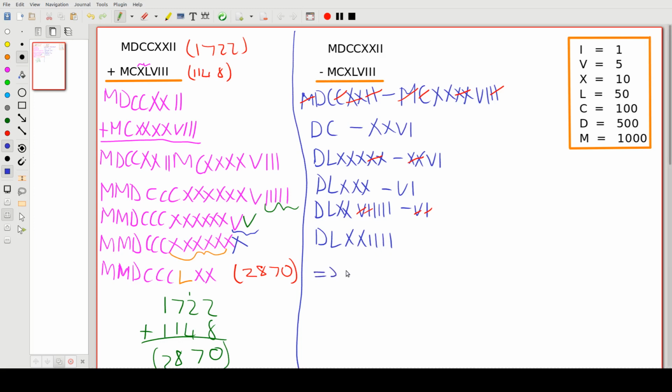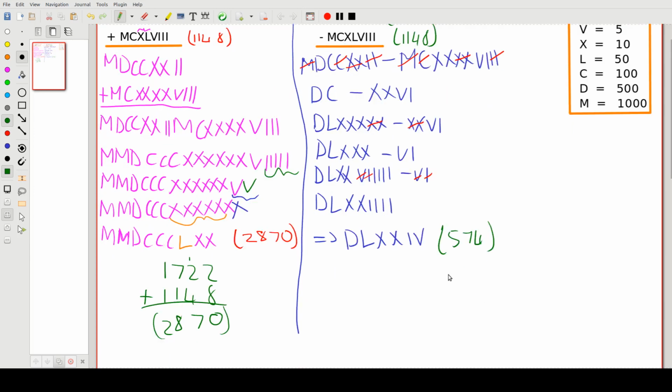So we can say our final answer should be D, L, X, X, and then the 4 i's could be written as IV. And there we go. That's it. That's the final answer. Let's maybe just for completeness sake check out the actual values in decimal notation. So we know that was 1722. We know this was 1148, exactly the same as on the left. I used the same numbers. So what does this give us? So this is 500. This is 50, so 550, 60, 70, 574.